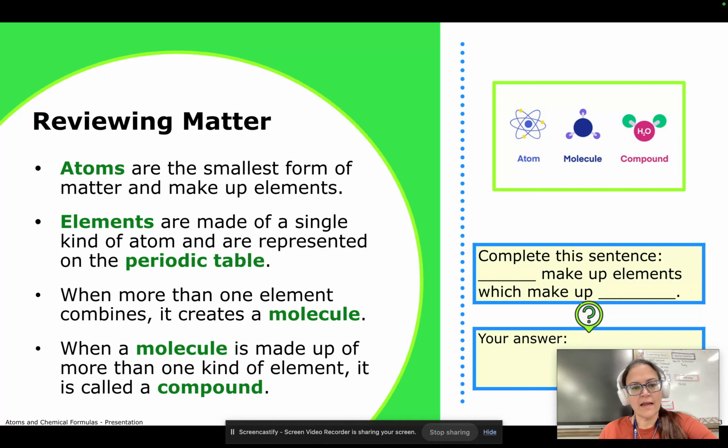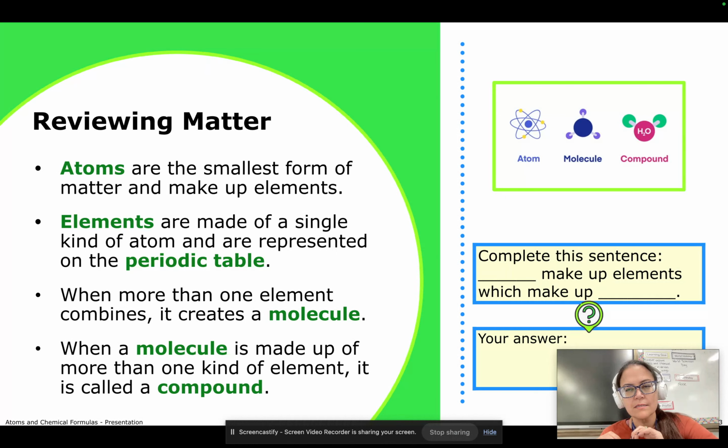So reviewing matter, this is stuff we've talked about before, so you should know these things. Atoms are the smallest form of matter and make up elements. Elements are made of a single kind of atom and are represented on the periodic table. When more than one element combines, it creates a molecule. And when a molecule is made up of more than one kind of element, it is called a compound. So guys, remember that every substance is made of atoms.